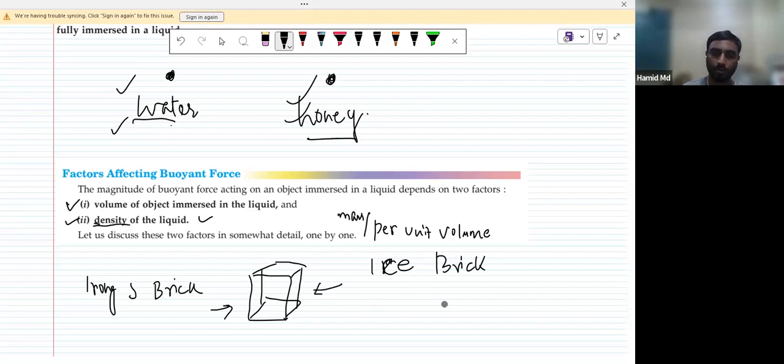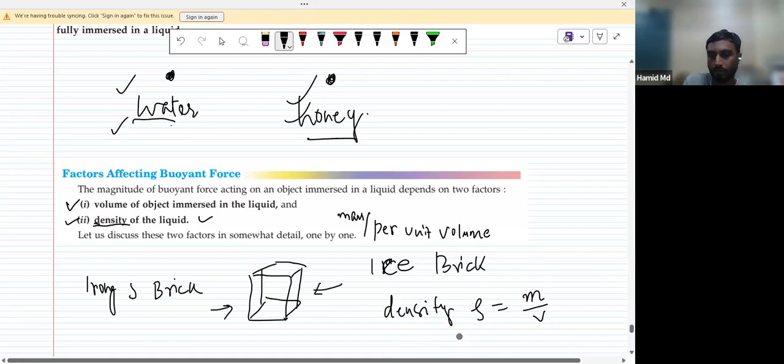So to density, we give a symbol, rho. This is mass per unit volume. So what will the volume be? Volume will be mass divided by rho.